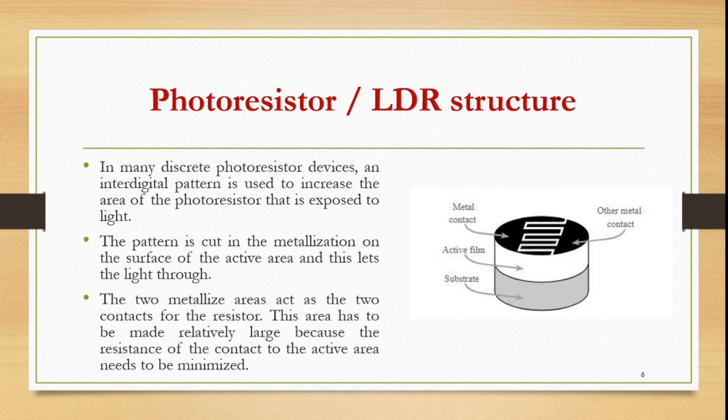You can see there is a substrate over which there is an active film which is lightly doped. There are the metal contacts and there is an interdigital pattern. This pattern is cut in the metallization on the surface of the active area and this lets the light through. So the two metallized areas act as the two contacts of the resistor. This area has to be made relatively large because the resistance of the contact to the active area needs to be minimized.